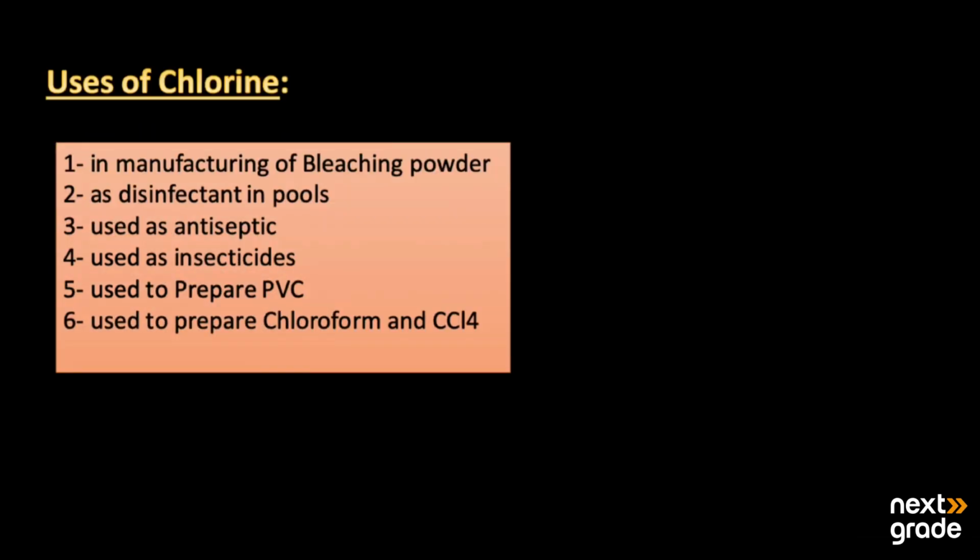Now chlorine is also used at commercial level for different purposes. It is used in the manufacturing of bleaching powder, in which the chlorine reacts with calcium oxide, which is called slaked lime, and on reacting with it, it produces the compound CaOCl2, which is called bleaching powder, as well as the production of water along with it.